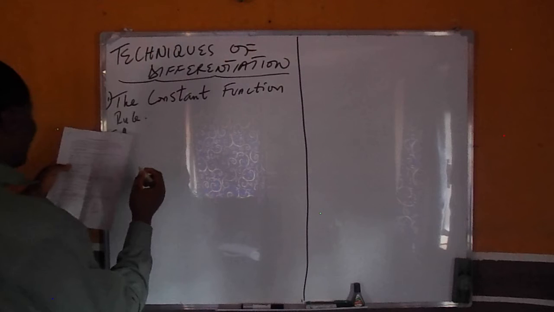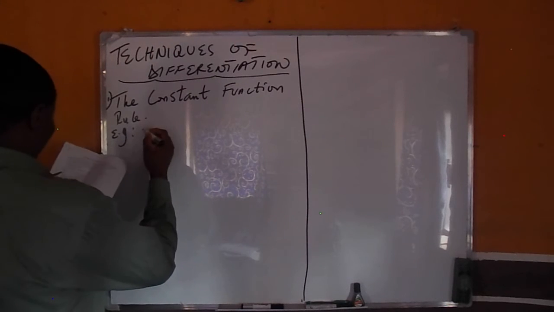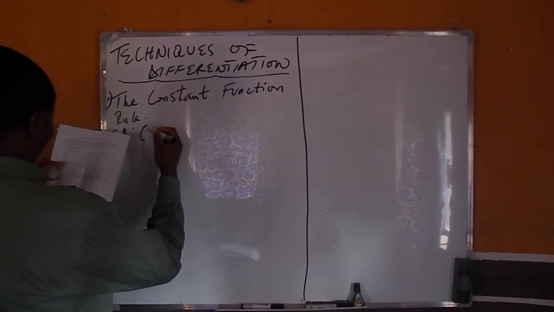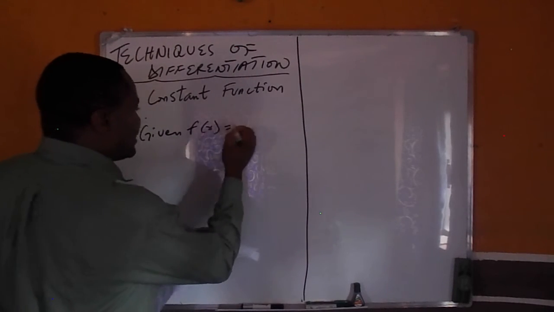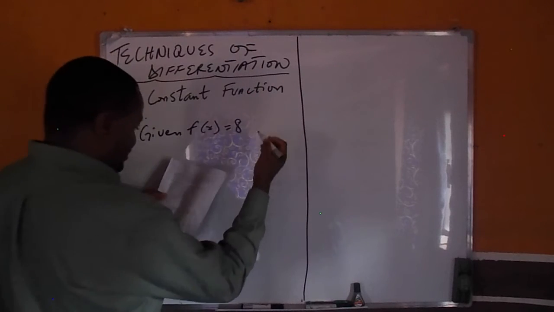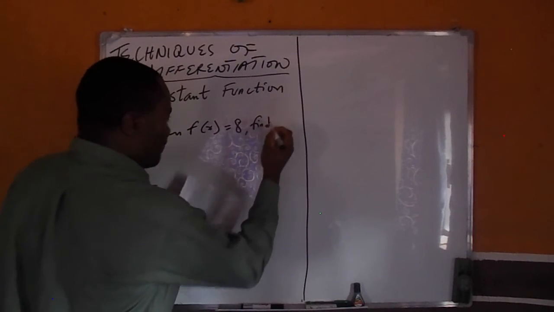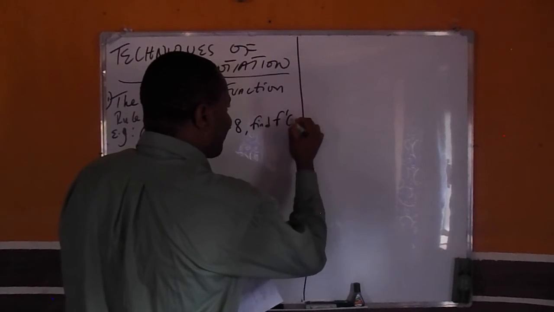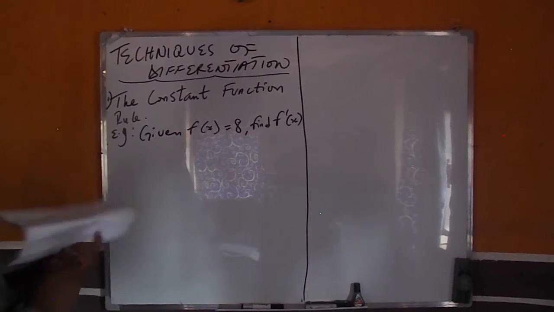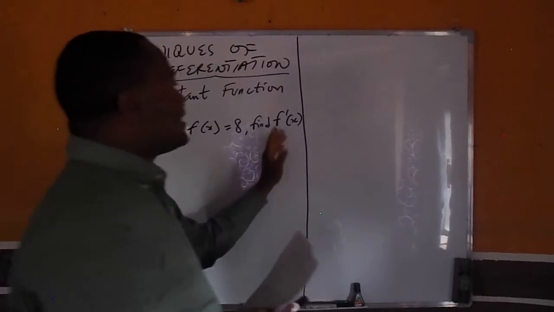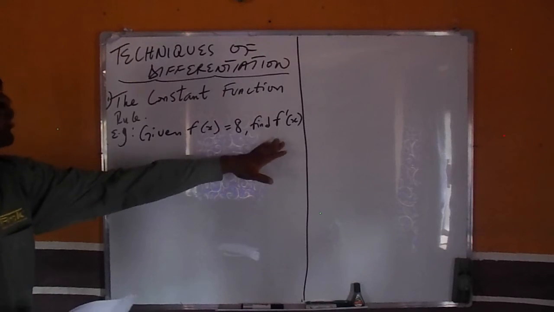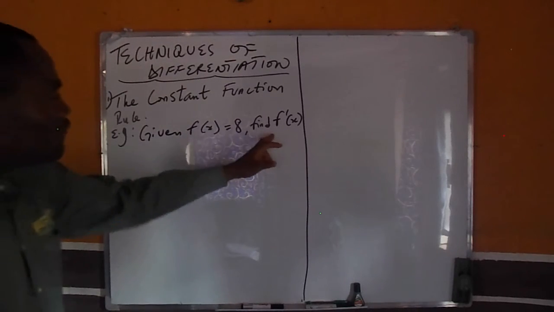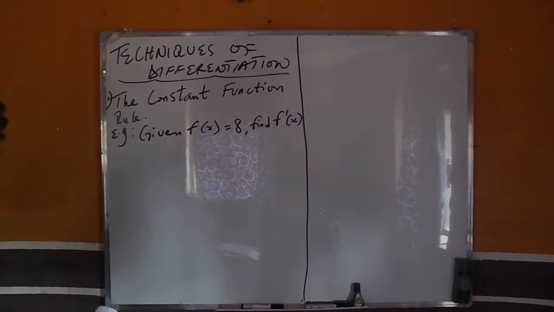For instance, example 1, if you are given f of x equals 8, find f prime x. This means solving using the first order condition. If you are to look for the f prime x of f of x equals what? 8. How do we solve this?